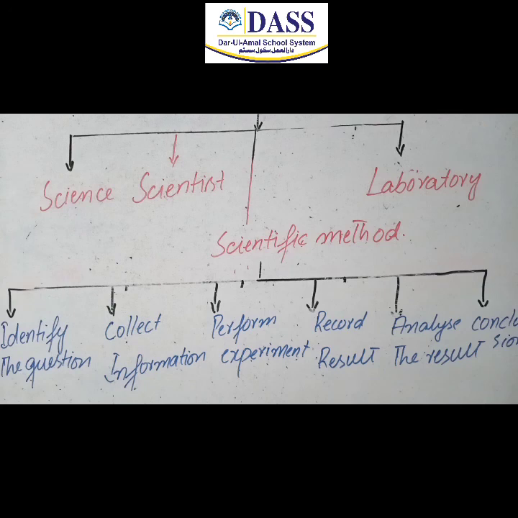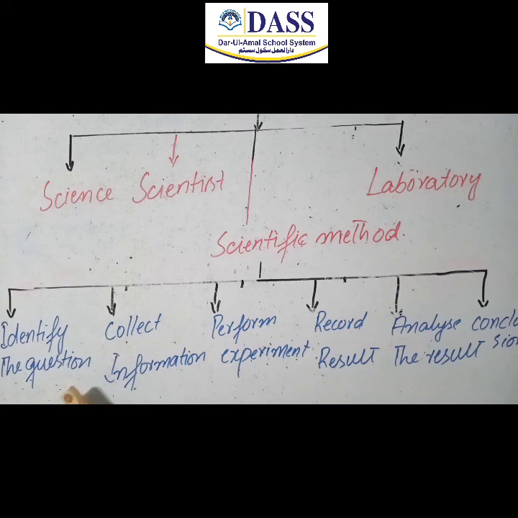So, to solve this question, the next step is to collect information. For collection of information, you will collect different insects. Then you will perform an experiment on these insects. And what will be the experiment? You will count the legs of every insect. Counting of legs of every insect.